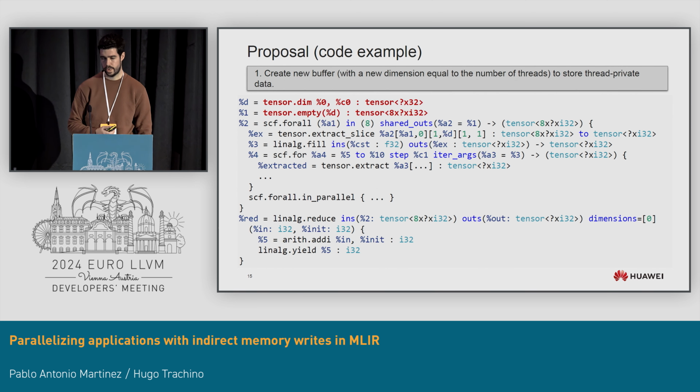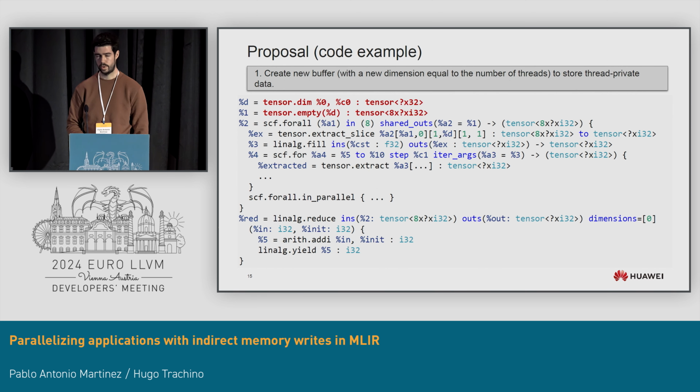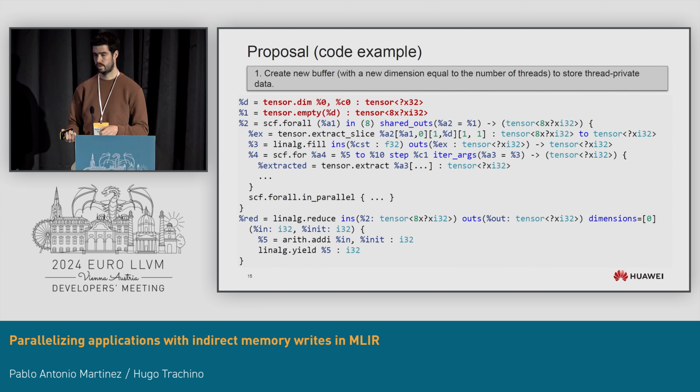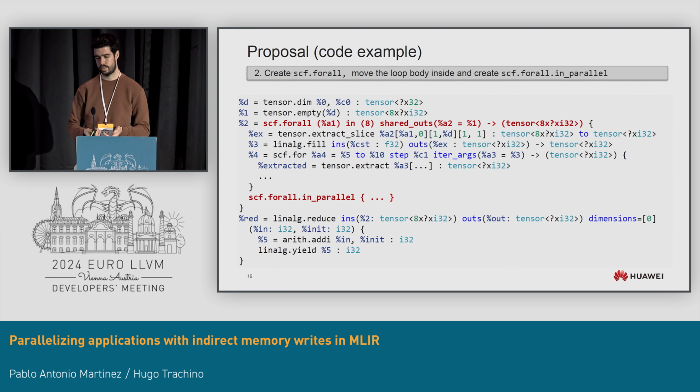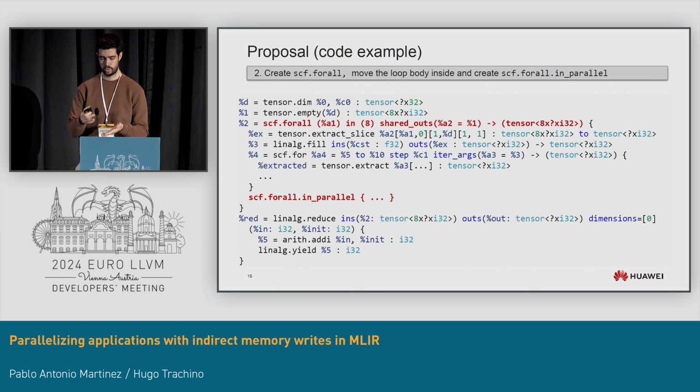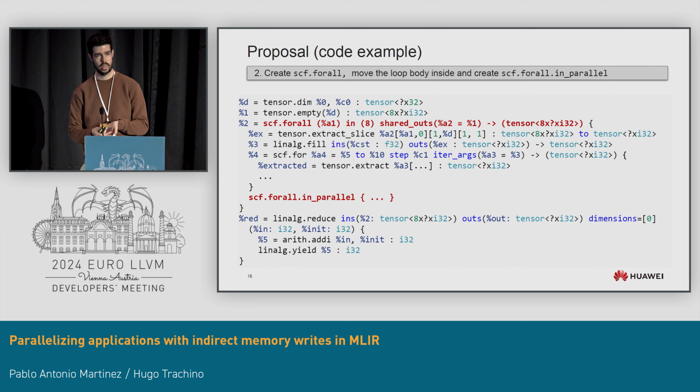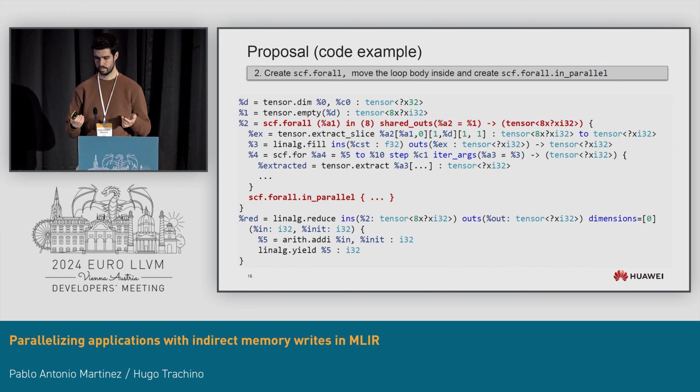First of all, we need to create an empty tensor where we are going to store the private buffers data. In this example, we have 8 threads, so we create a tensor of 8 multiplied by the original size of the array. Second of all, we are generating a SCF forall, which is going to iterate over the 8 threads that we are generating. And we also need to generate the SCF forall in parallel at the end.